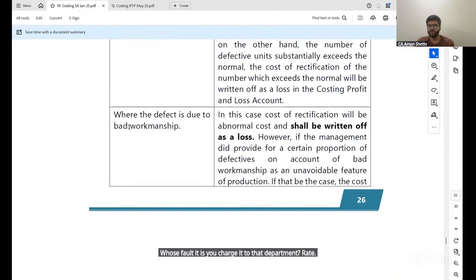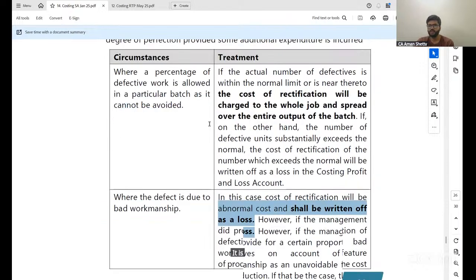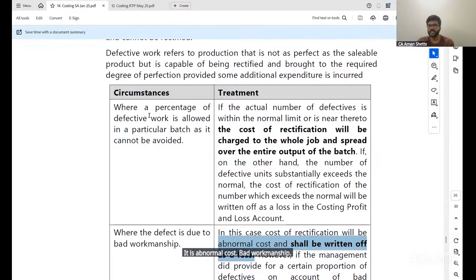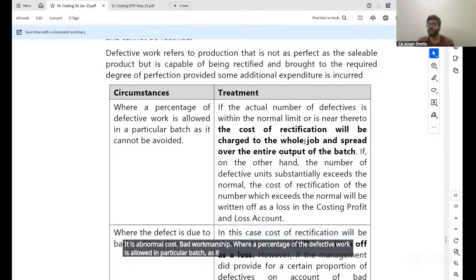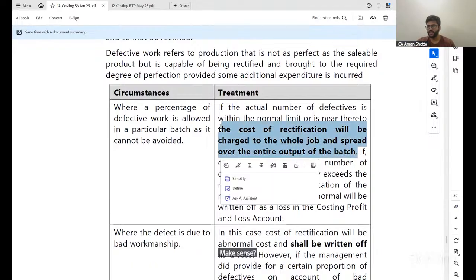Where the defect is due to bad workmanship, it shall be written off as a loss. It is abnormal cost, bad workmanship. Where a percentage of the defective work is allowed in a particular batch, as it cannot be avoided and is normal in nature, the cost of rectification will be charged to the whole job and spread over the entire output of the batch. Make sense? Right?